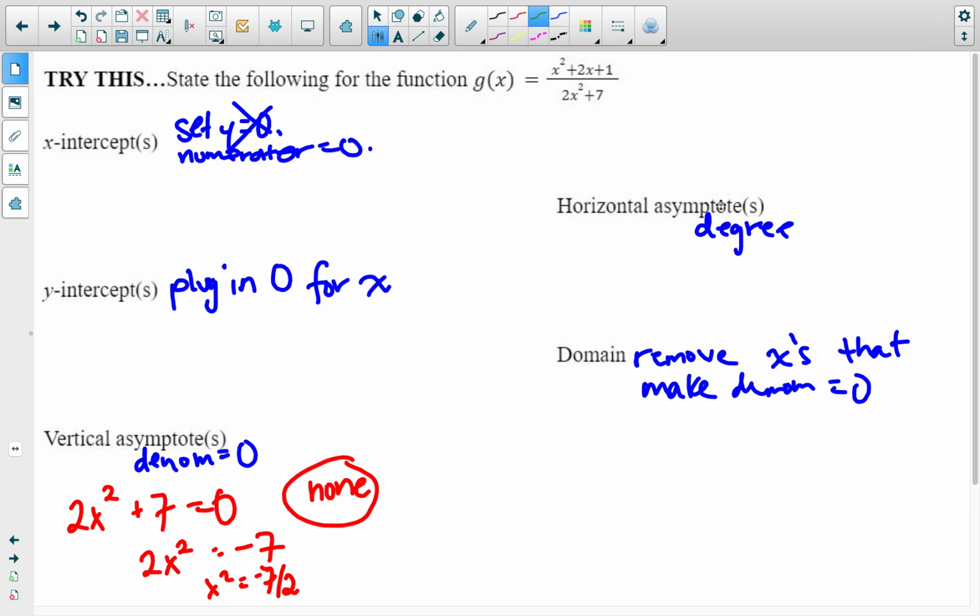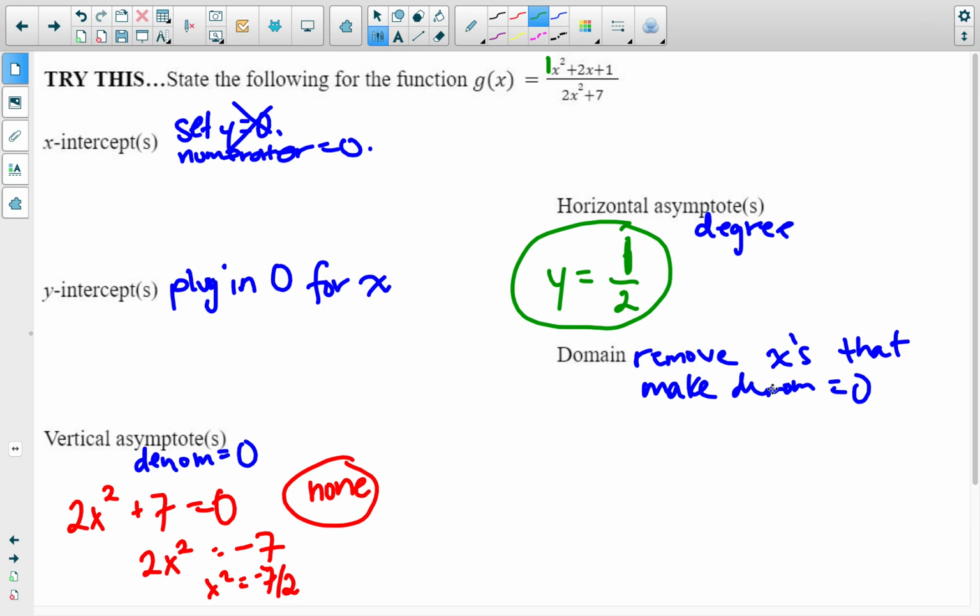For your horizontal asymptote, look at the degree. We have the same degree, both 2. This leading coefficient is a 1. Because they're the same degree, we need to look at the ratio of the leading coefficients. 1 divided by 2, and because this is an asymptote, it's a line, we need y equals with it. It's horizontal. That's what tells us it's a horizontal line.